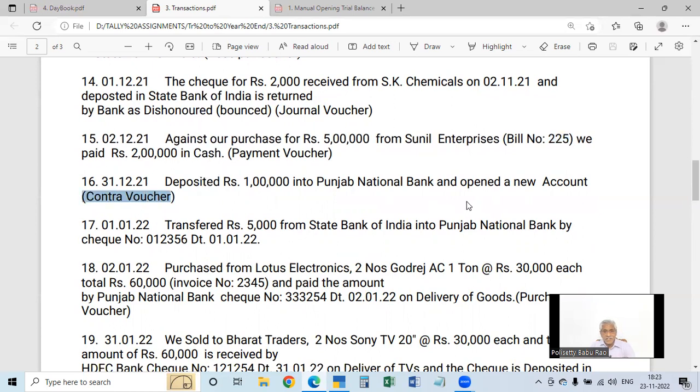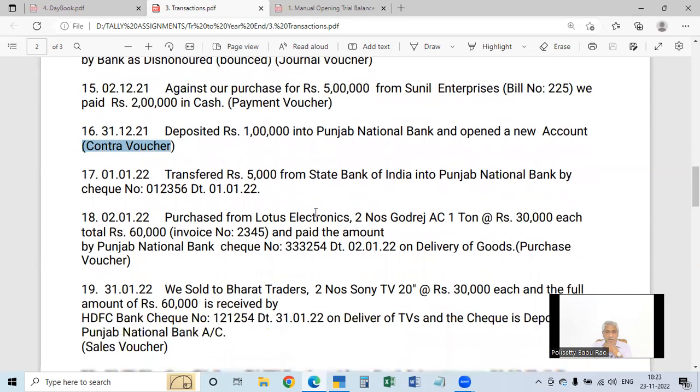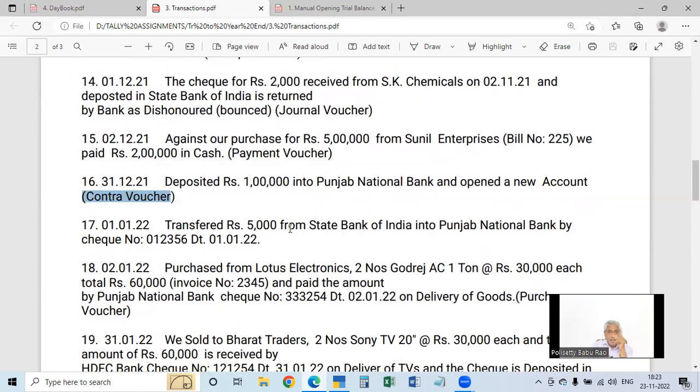In the contra voucher, what to enter? Punjab National Bank we are paying, so Punjab National Bank we have to debit. We are paying cash, so cash account is credited. Okay. You are paying cash only, so it will ask you the denomination of cash. You take 500 or 1,000 rupees, or 500 into 200. If you take 200, it will show you 1 lakh total amount.